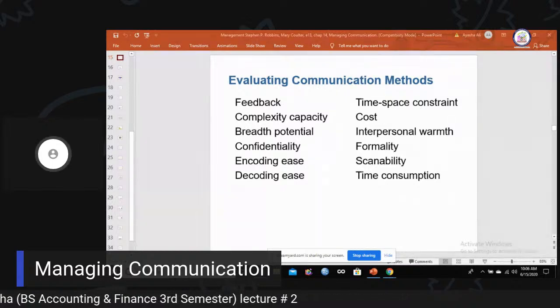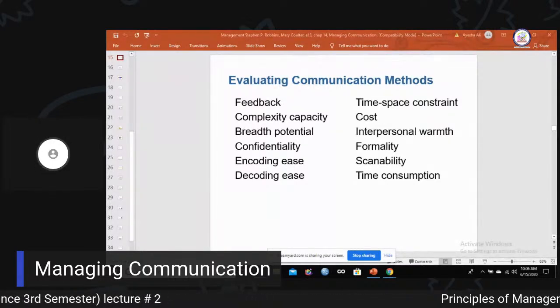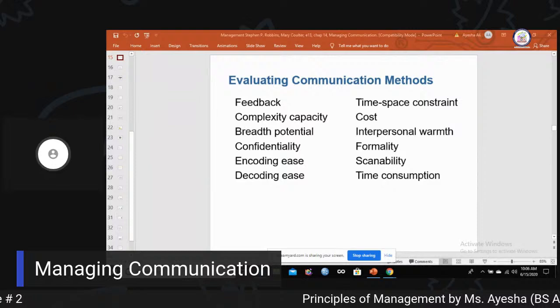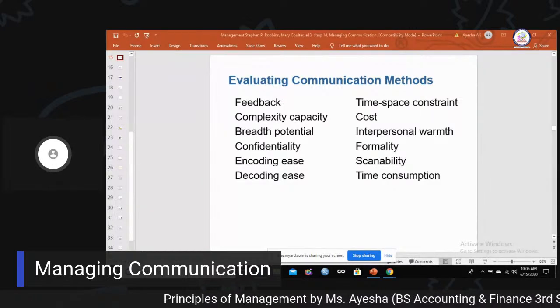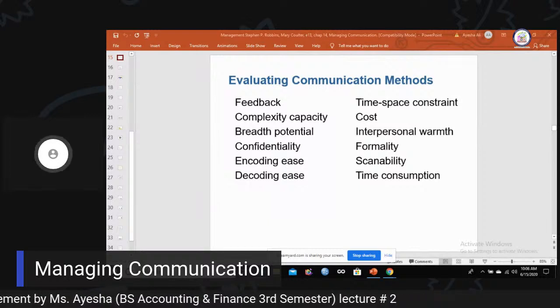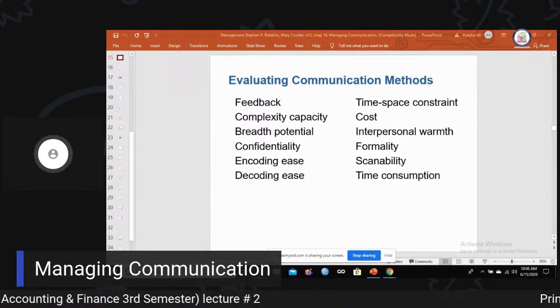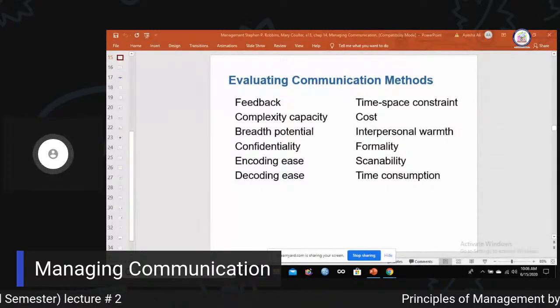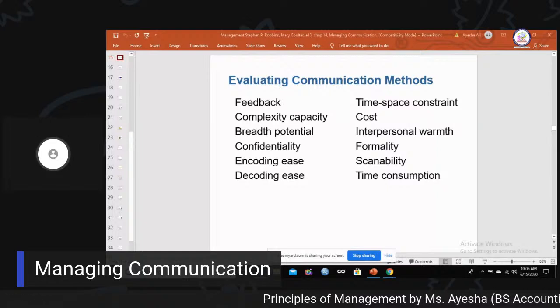In formality, we look at whether the channel has some formality or not. Every channel has some formality. If we take the example of a phone, we first have to purchase a SIM, then we have to register it through the CNIC.